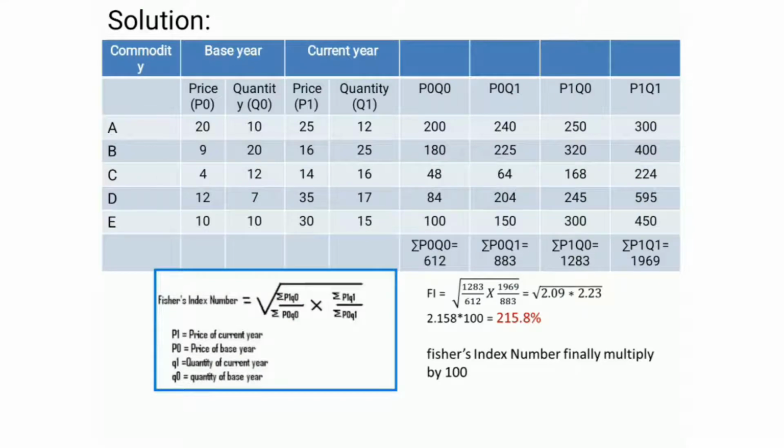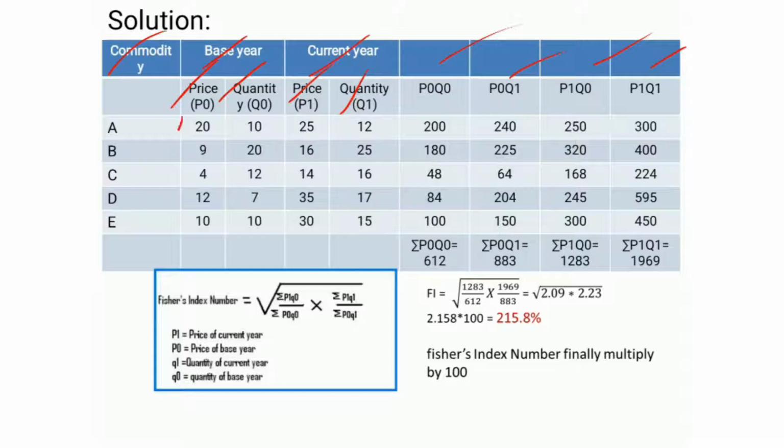The same table is re-represented here: commodity, base year and current year. Base year is 2015 and current year is 2018. Base year price is represented by P naught and quantity by Q naught. Current year price is represented by P1 and quantity by Q1. There are 4 columns required in the answer: P naught Q naught, P naught Q1, P1 Q naught, P1 Q1. Just multiply, it's very simple multiplication.